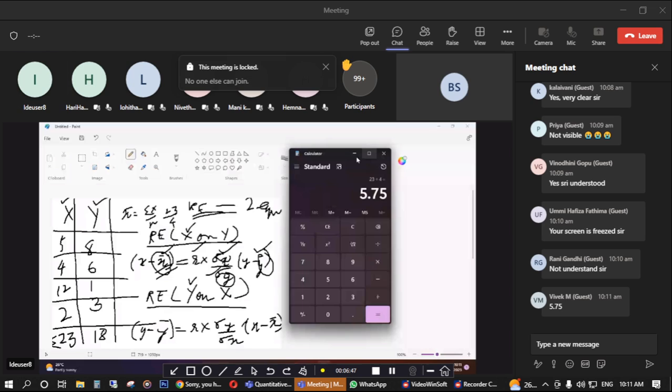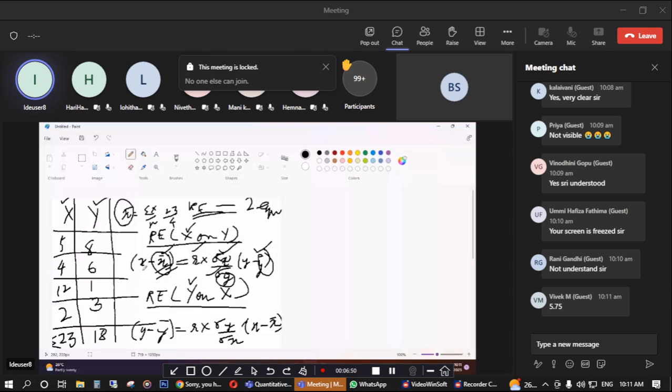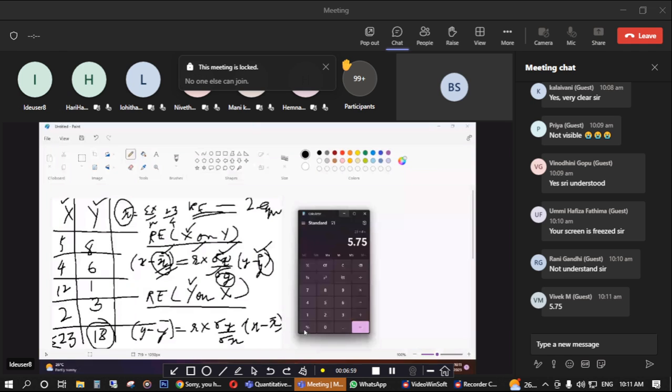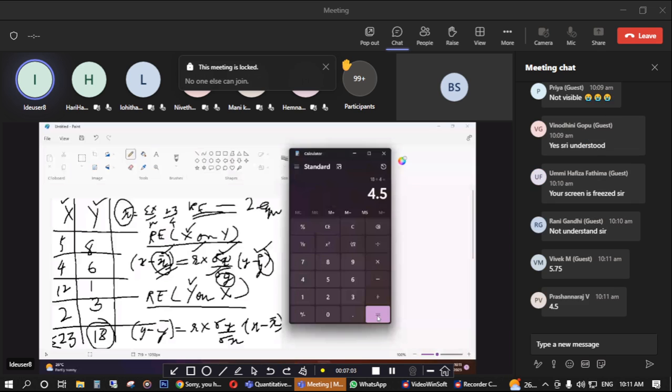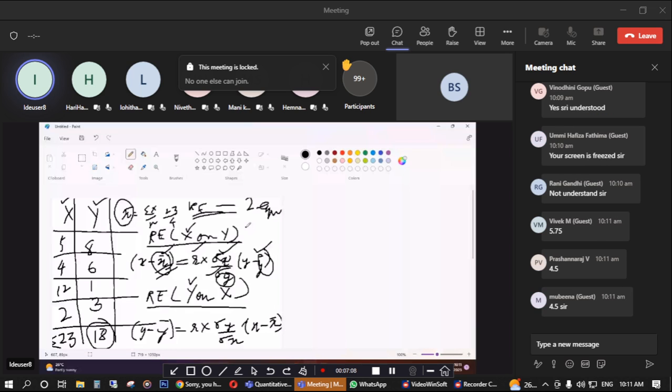Next, what is the value of y bar? Y bar is 18 divided by 4, which is 4.5. So y bar is 4.5. Now you have got x bar, you have got y bar. What is the value of x bar?